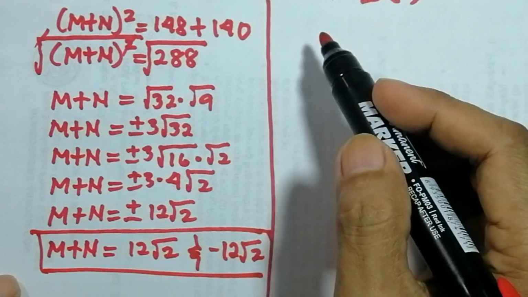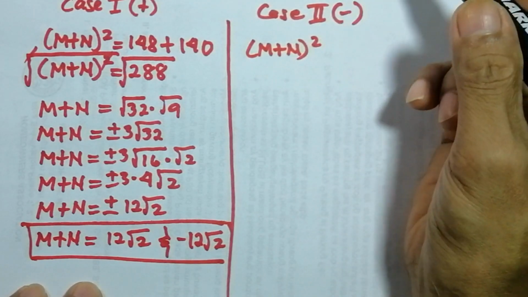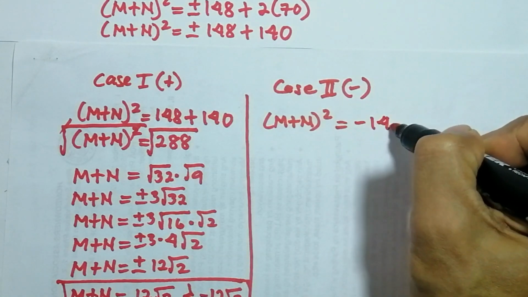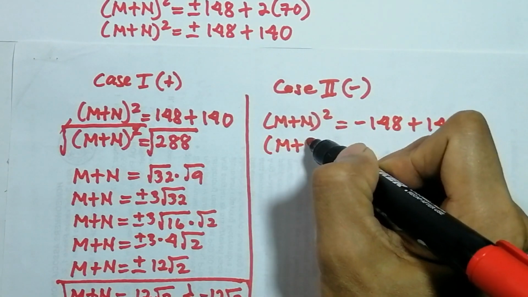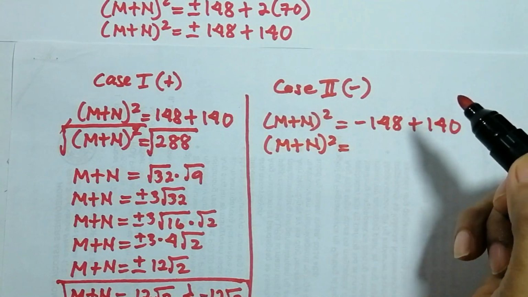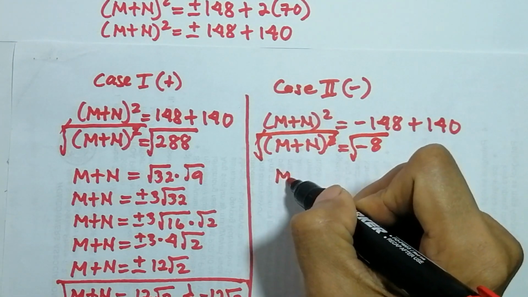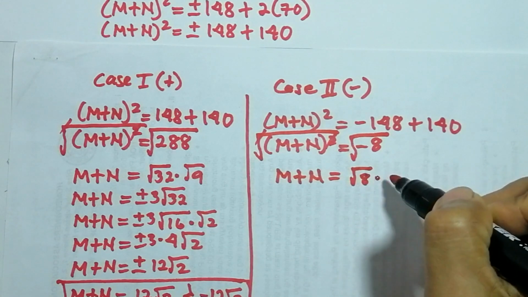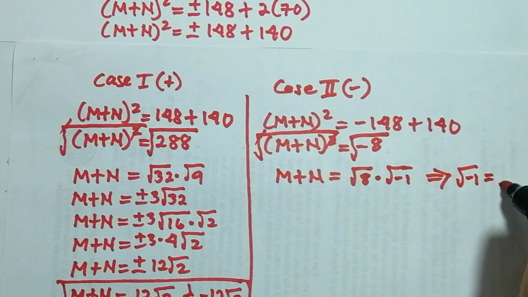Now let's proceed to case 2. So we're going to write (m plus n) squared is equal to negative 148 plus 140. Then (m plus n) squared is equal to negative 8. Square root both sides, so we cancel the radical sign and it remains m plus n is equal to the square root of 8 times the square root of negative 1, where the square root of negative 1 is equal to i.